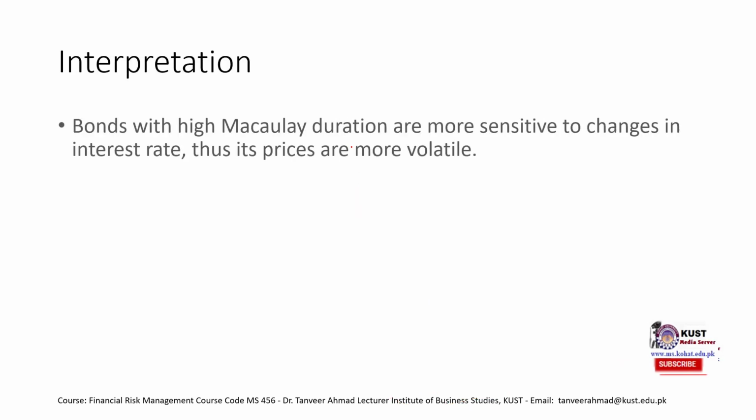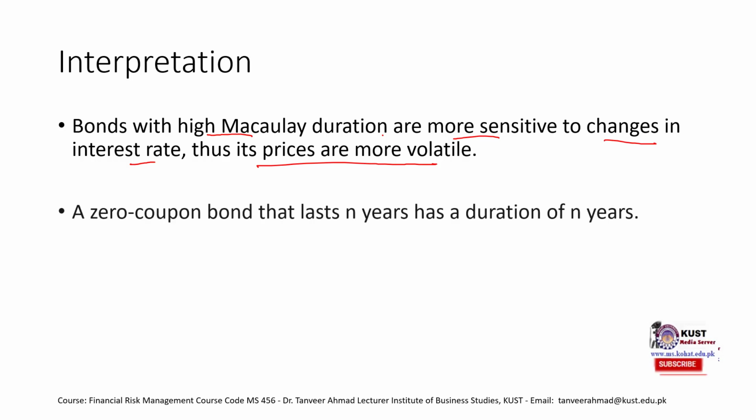Okay, so what is the interpretation? The bond with the higher Macaulay duration is more sensitive to changes in interest rate, thus its price is more volatile. So the bond with higher Macaulay duration is riskier, it is more sensitive. A zero coupon bond that lasts n number of years has a duration of n number of years. What this means is that previously we saw a bond whose maturity was 5 years had a Macaulay duration of 4.52 years. So Macaulay duration was lesser than the time to maturity because it is a coupon bond.